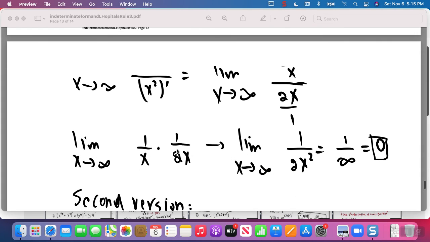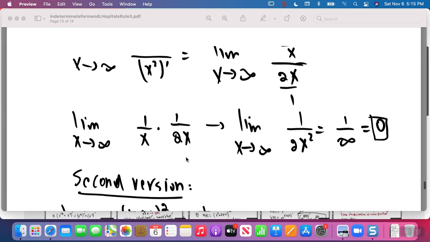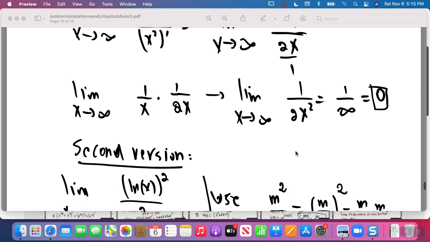So 1 over x divided by 2x basically means 1 over x times 1 over 2x. Here you have two fractions, you multiply, so you get 1 over 2 times x squared. When x goes to infinity, x squared goes to infinity, times 2, it goes to infinity. You have 1 divided by infinity, which is 0.